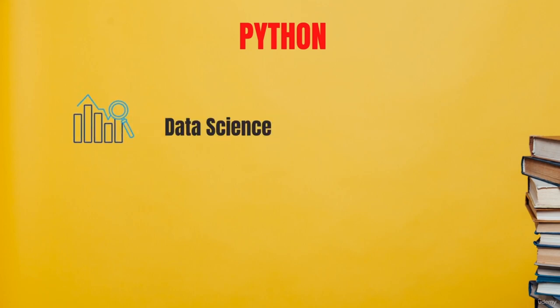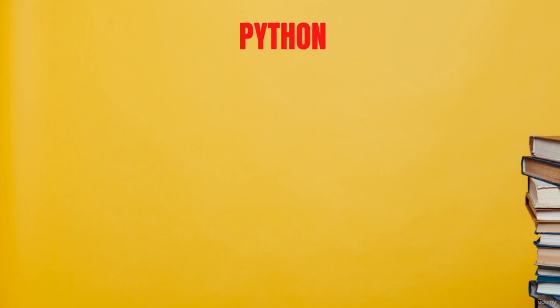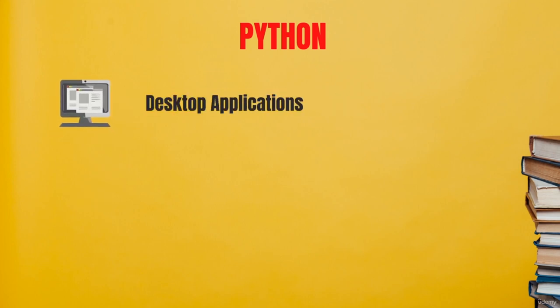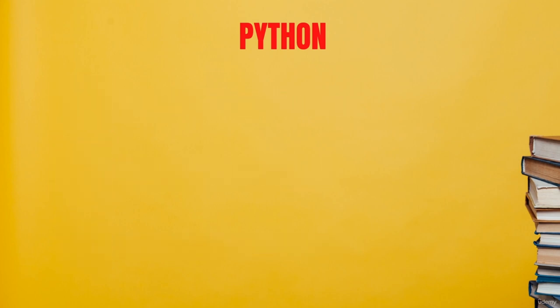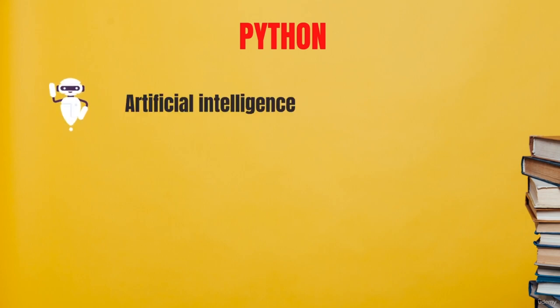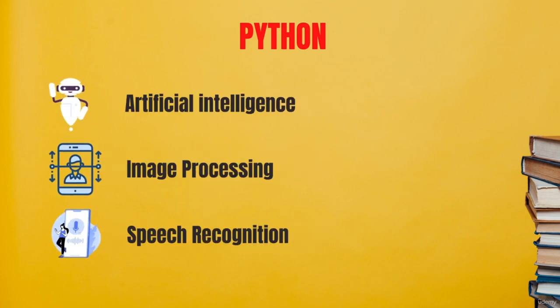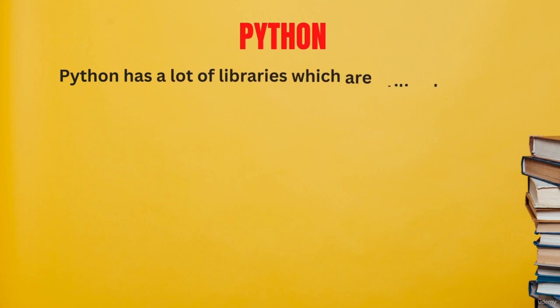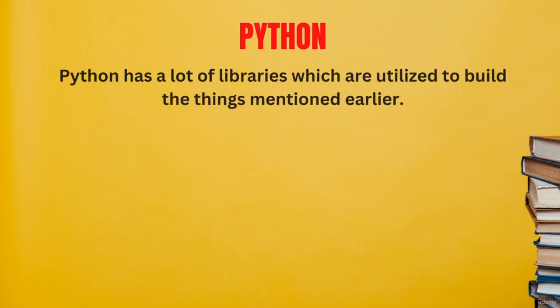Python is used in data science and data mining, building different platform applications like desktop apps, web apps, mobile apps. It's also used in high-level stuff like artificial intelligence, image processing, speech recognition, and many more. Python has a lot of libraries which are utilized to build the things mentioned earlier.